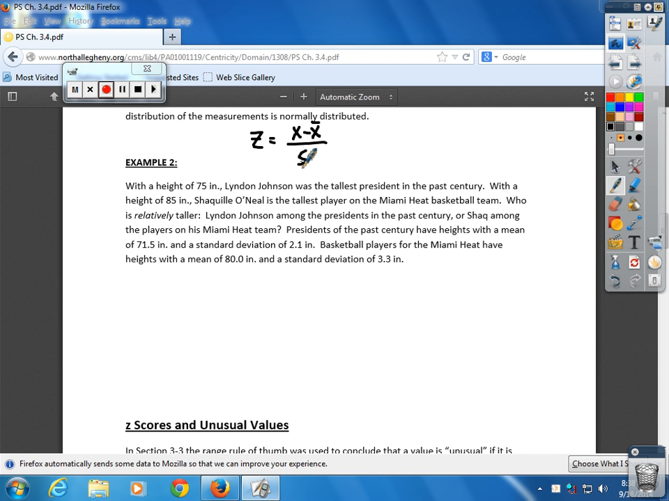Now, why are we even asking this question? We all know that Shaq is taller than LBJ. Why are we asking? Relatively. What does relatively mean? Not overall. Relatively, like compared to their own population. In other words, taking the 2 populations in effect, what are the 2 populations?